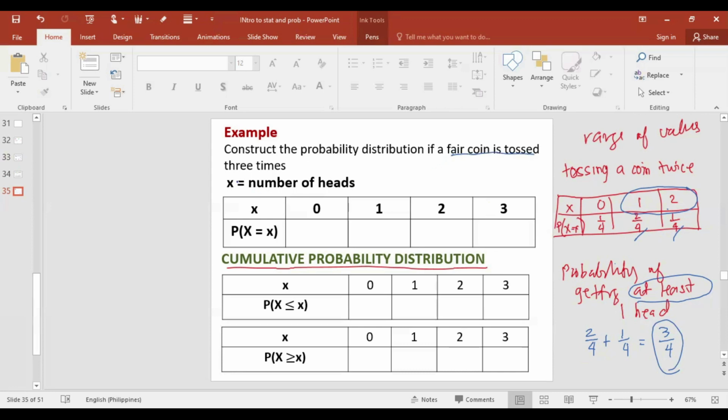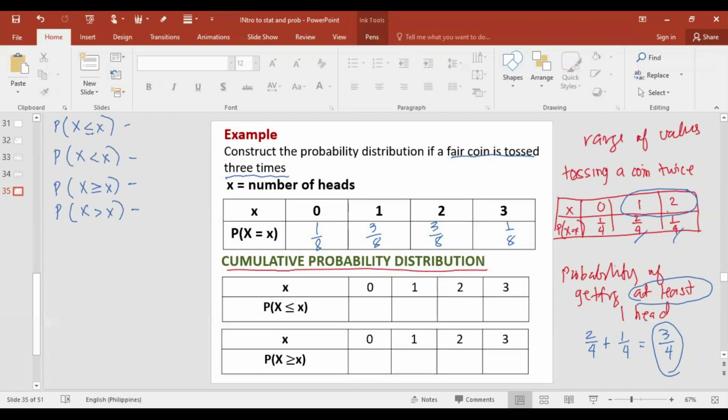Okay, let us make use of the same example, tossing a fair coin 3 times. And these are the probabilities, right? Let us now complete the cumulative probability distribution table. By the way, this is the symbol for at most. This is the symbol for at least, and lastly for. Okay? Let us try this first table.